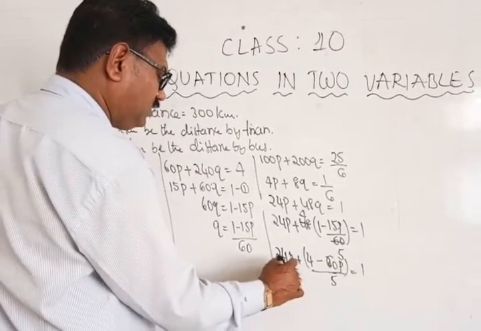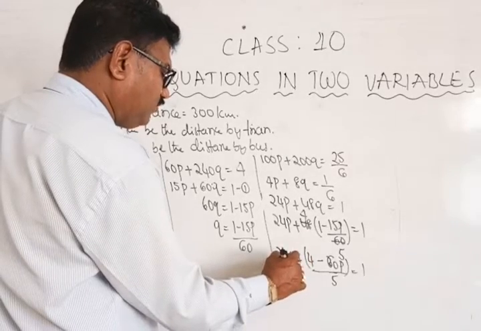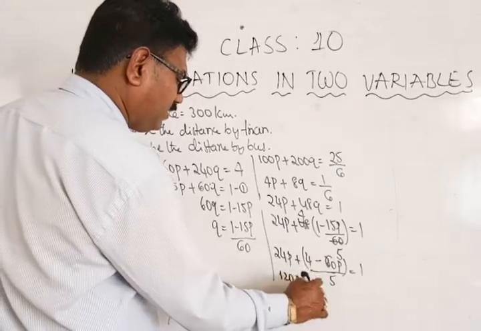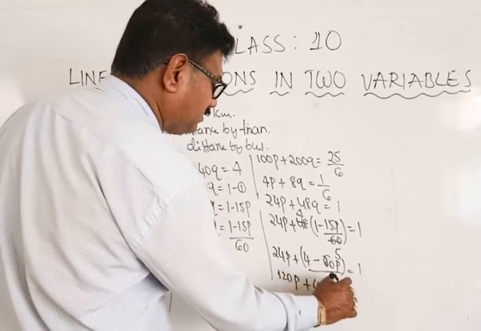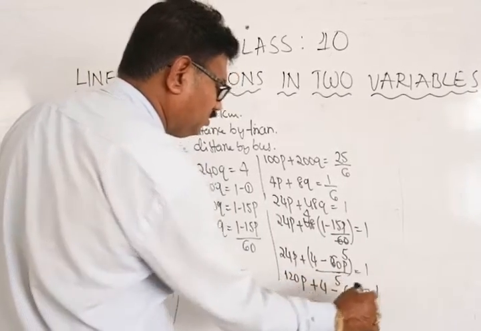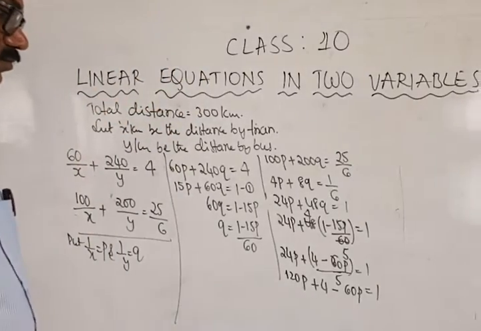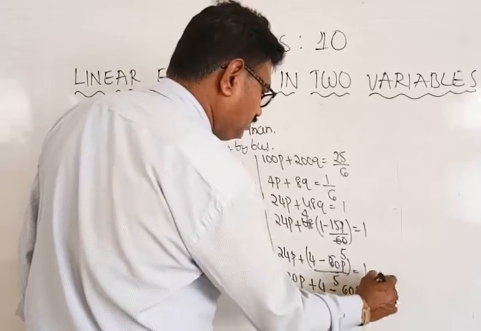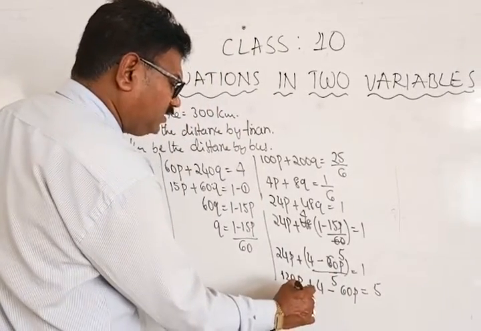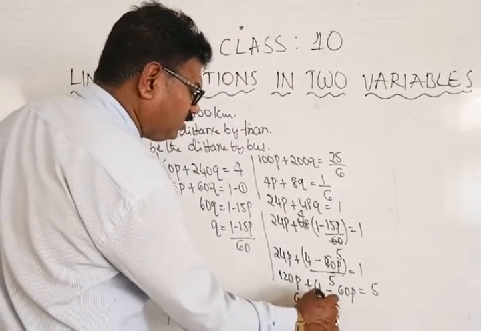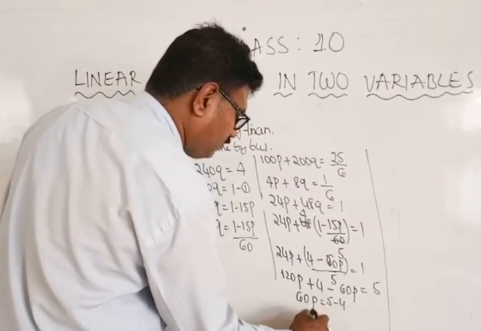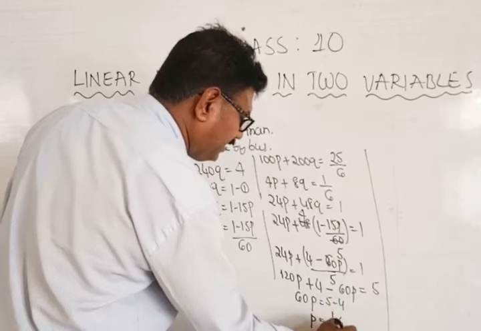Otherwise, 24 into 5, that is 120p plus 4 minus 60p equal to 5. Sorry, equal to 5. Then what happened? 60p equal to 5 minus 4. Therefore, p is equal to 1 by 60.